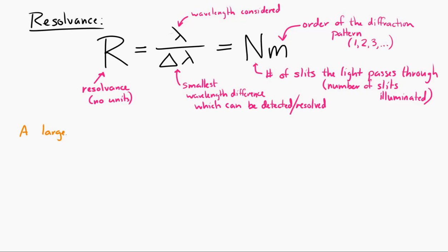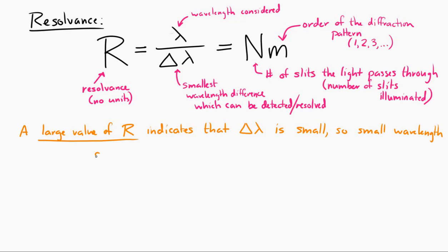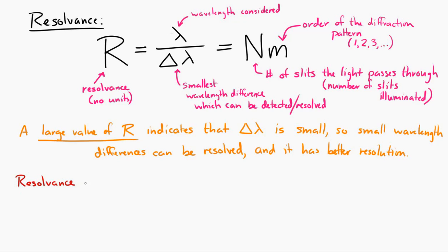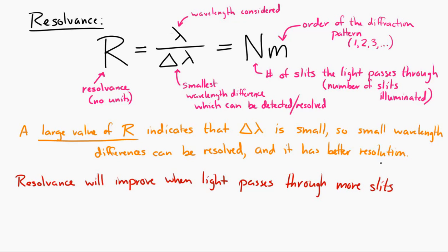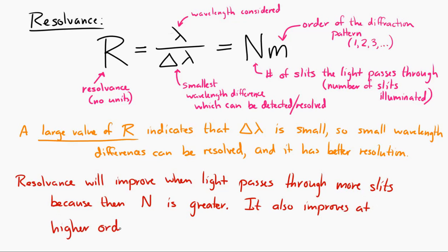If we have a large value of R, a large value of the resolvance, that indicates that this delta lambda is relatively small, and so smaller wavelength differences can be detected, and it has better resolution. So a large value of R means better resolution of wavelengths. And resolvance will improve when light passes through more slits, because capital N is greater. And the resolvance also improves, notice, at higher orders when you have larger values of m.